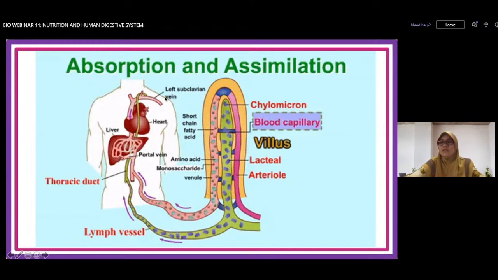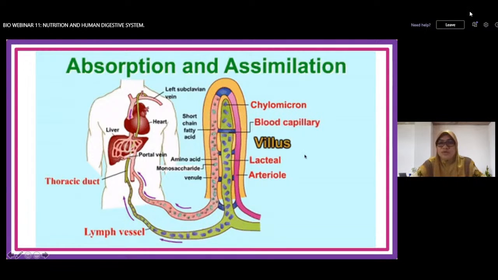Terus ke left subclavian vein, and then lepas tu dia akan sambung dekat, berjumpa dekat blood circulatory system lah. Okay, so kalau tadi cikgu ulang lagi sekali, untuk glukos dengan amino acid tadi dia transport, dua-dua bahan ni transport terus ke hepatic portal vein. Lepas hepatic portal vein dia akan terus pergi ke blood circulatory system, and then akan jumpa, kita akan hantar ke body cell lah, blood circulatory system.